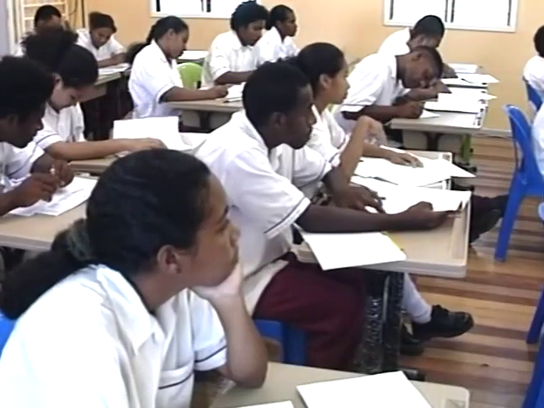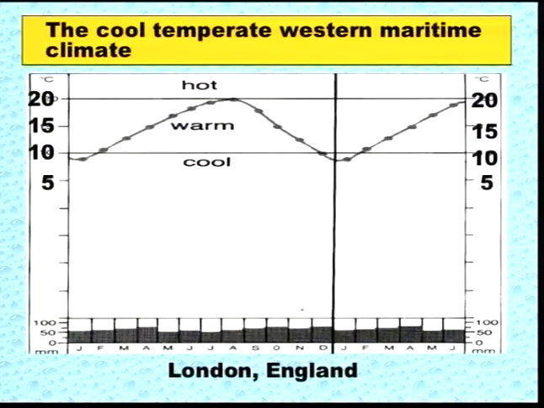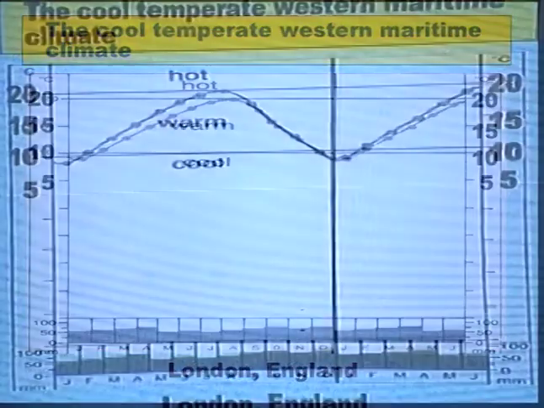Let's look at a sample of a climograph for this type of climate, and the selected area is that of London in England. This type of climate, the cool temperate western maritime climate, is also known as the British type climate. In some books, they may not tell you that it is the cool temperate western maritime, rather they might tell you the British type climate. If they're making reference to the British type climate, then it is the same climate type that is mentioned.